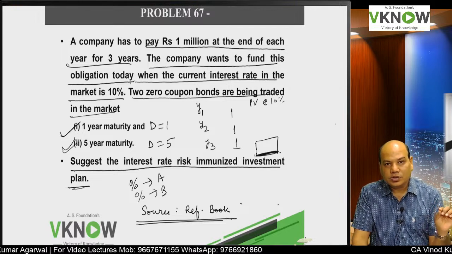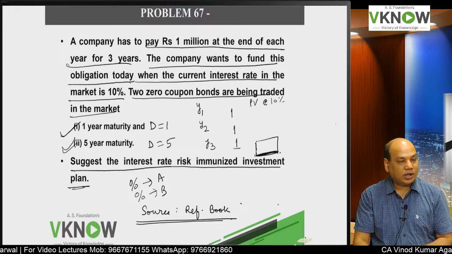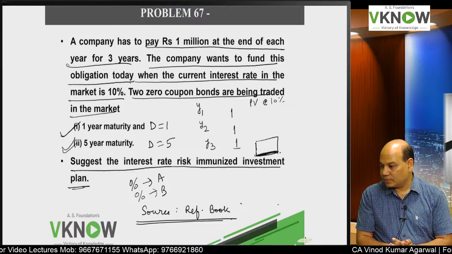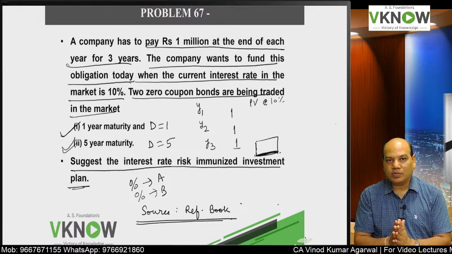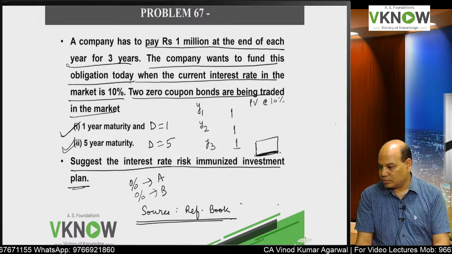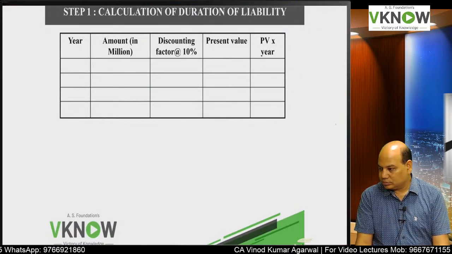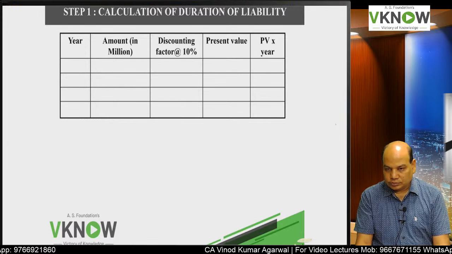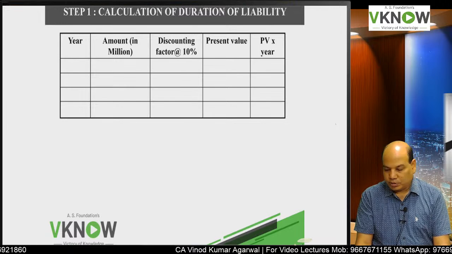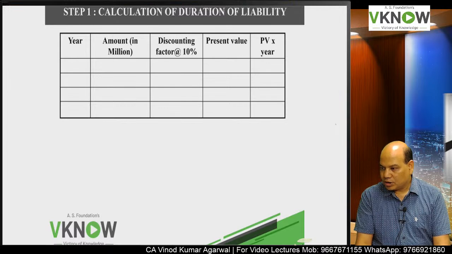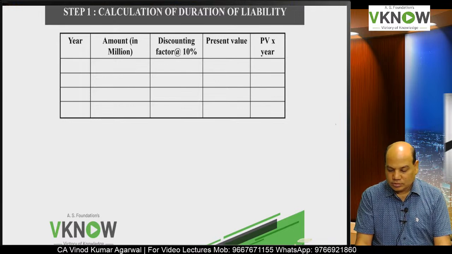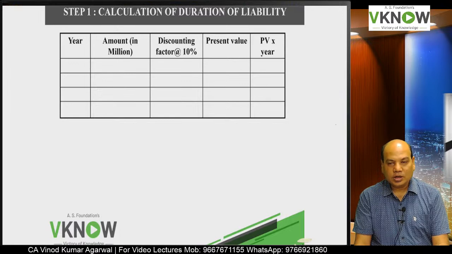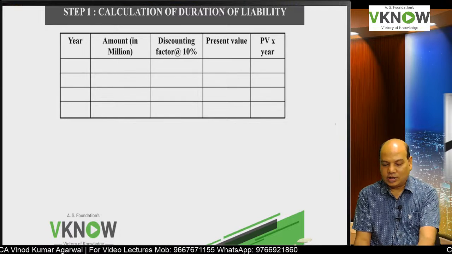So what are my steps? First step I will calculate the present value of liability, and second step will be, we'll calculate the weights of the two bonds. Okay, so right, step 1, calculation of present value and duration of liability. Same format: year, amount in million, discounting factor at 10%, present value, present value into year.